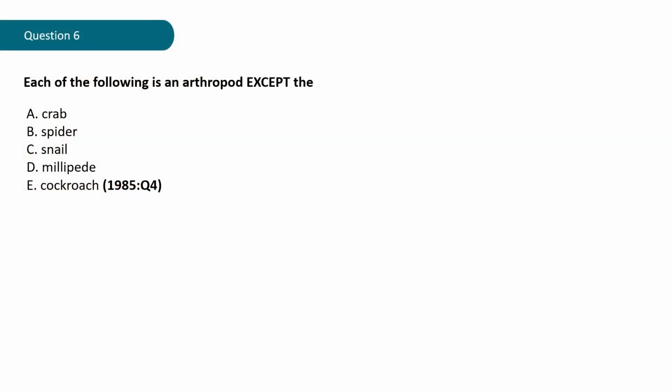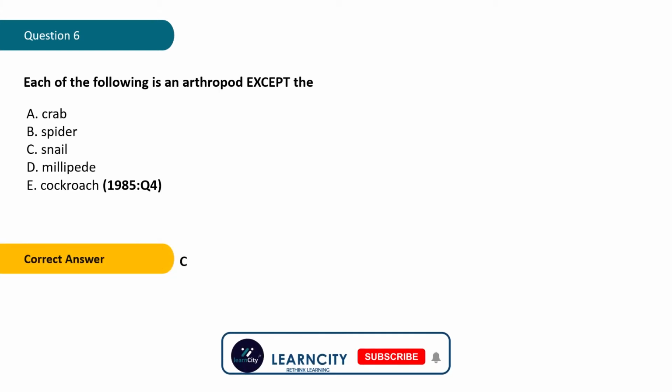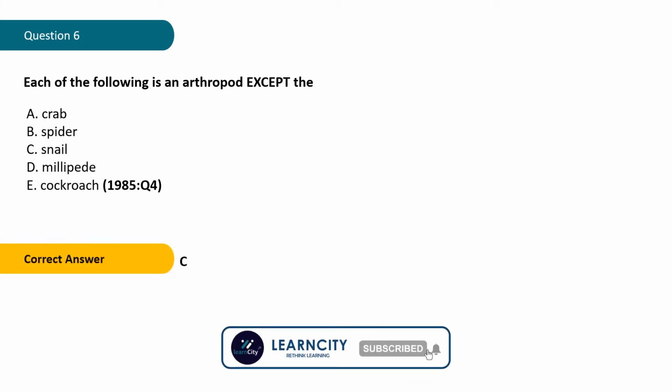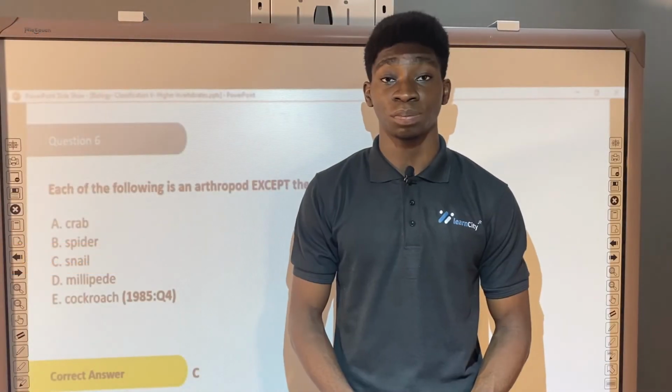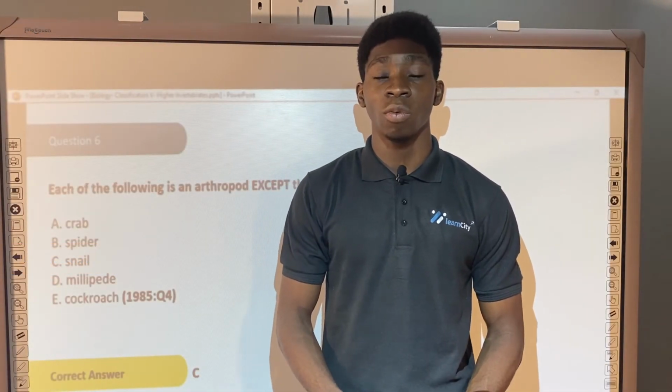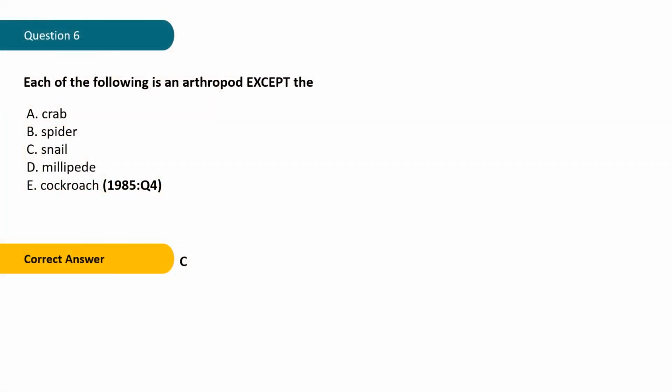Okay, let's check out what the correct answer says. The correct answer is C, snail. The correct answer is snail because the question is asking us which organism is found in the phylum Arthropoda. Which one is not? Now, we have 3 classes under phylum Arthropoda. We have the insecta, we have arachnida, and we have crustacea.